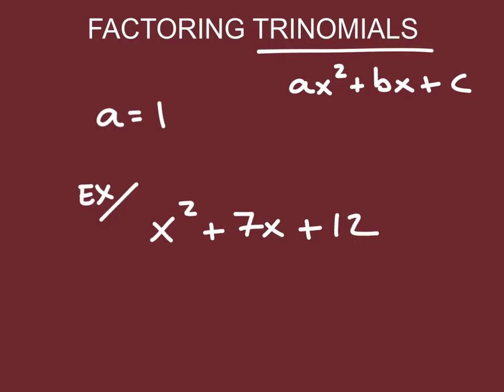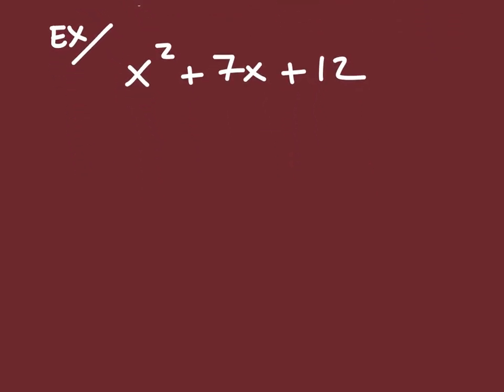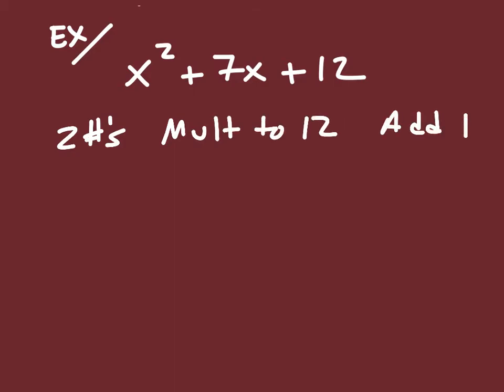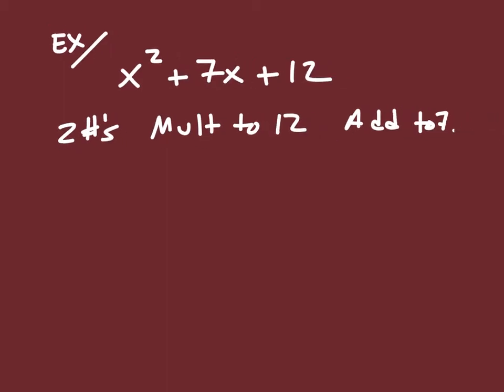Now, I'm going to factor this a number of ways. When your leading coefficient is 1, I usually just ask myself the question: what 2 numbers multiply to my last term, in this case 12, and then add to my middle term, 7? So I want 2 numbers that multiply to 12 and then add to 7. That's typically how I initially go about this.